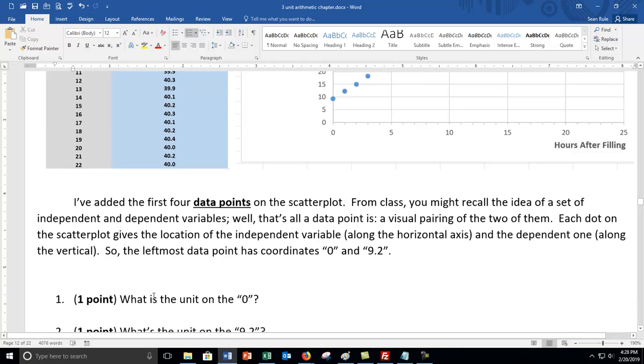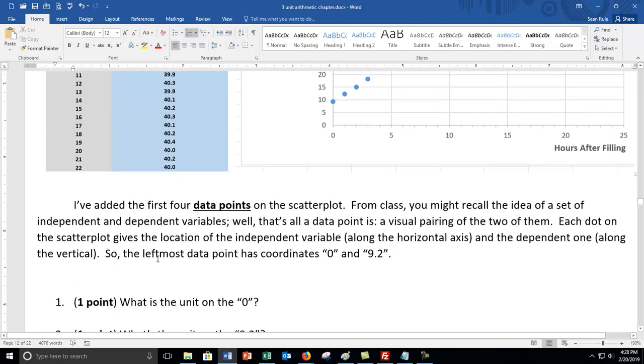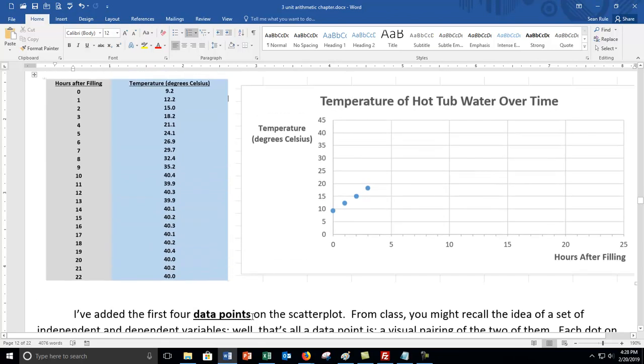Okay, first thing I asked you: what are the units on the 0 and the 9.2? I could have just as easily asked what are the units on all of these numbers, and hopefully you realize the units are actually just up here. It's hours after you filled, so it's hours. And the unit on the 9.2 is degrees Celsius, which I know is weird. We'll deal with that in a later homework.